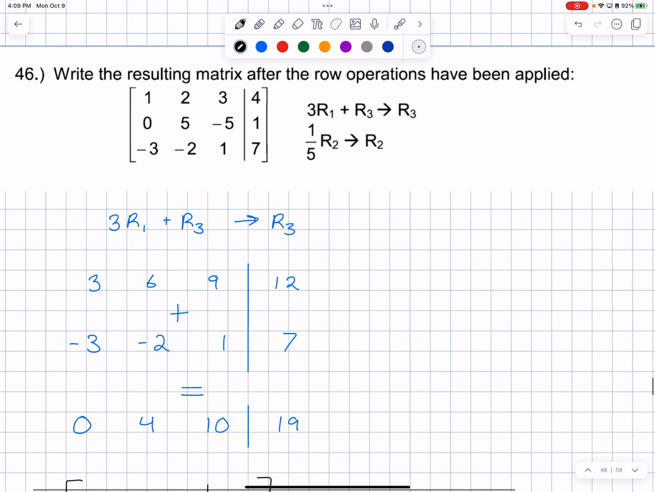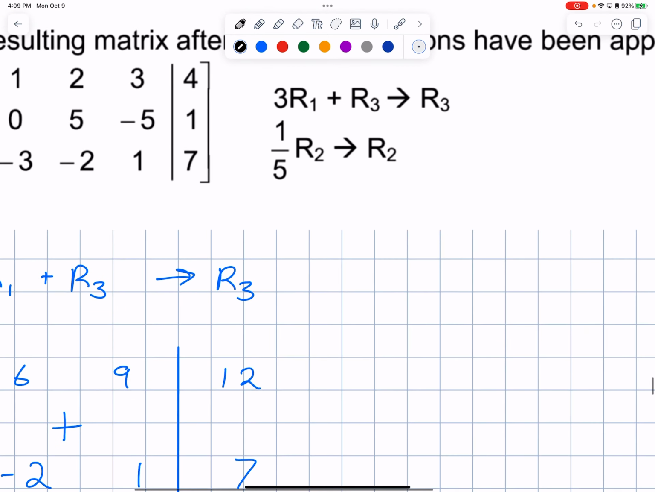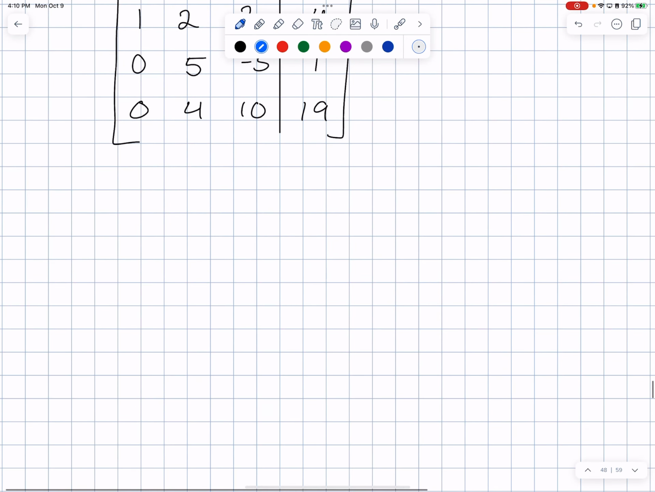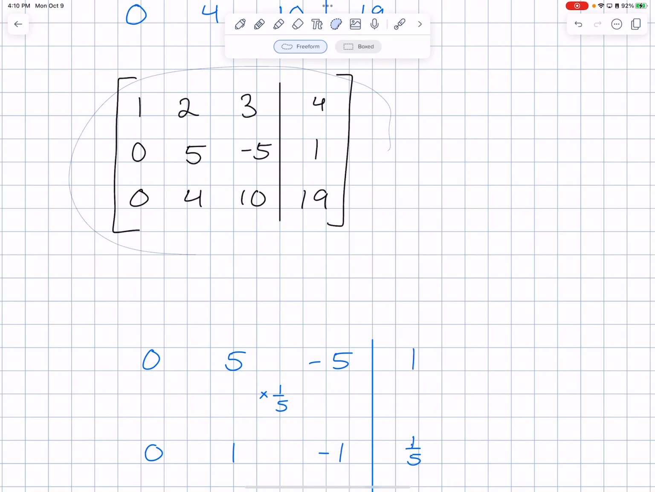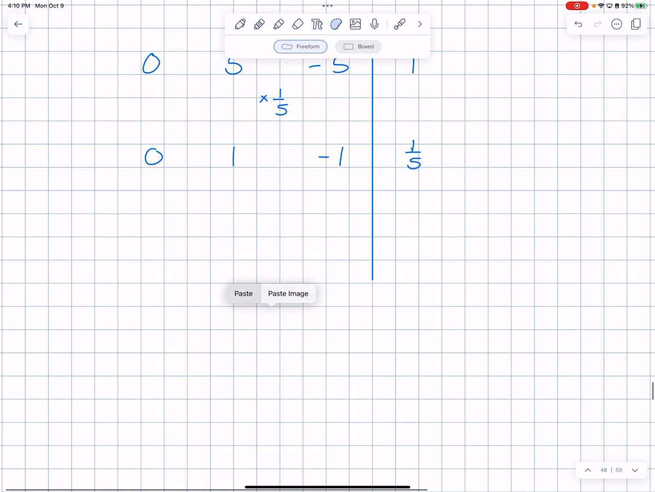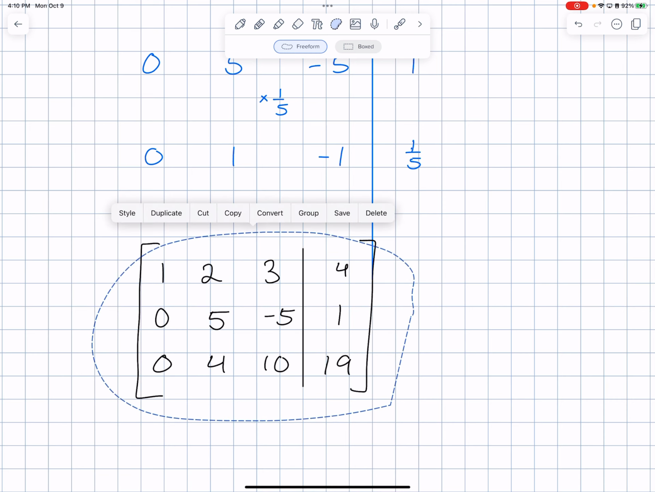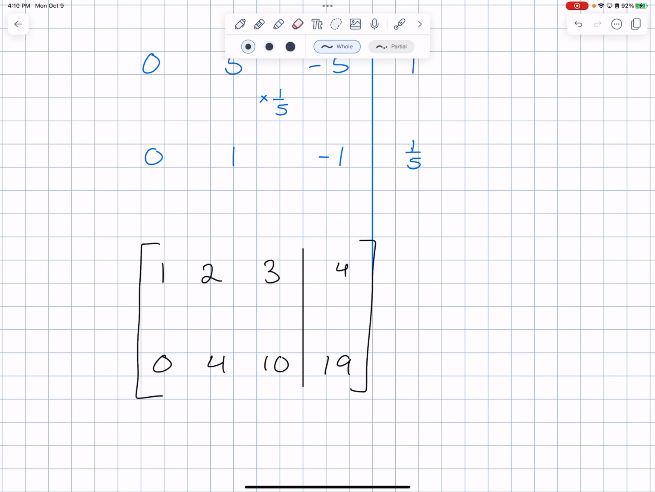Okay. The last thing they say to do is take 1/5 times the second row and put it into the second row. Well, the second row is 0, 5, negative 5, 1. Multiplied by 1/5, that will give us 0, 1, negative 1, 1/5. And then they said, put it into the second row. Well, that's great. We're just going to copy this exactly. The only thing that will change is in the second row, we put those numbers. So the new second row, instead of this, will be 0, 1, -1, 1/5.